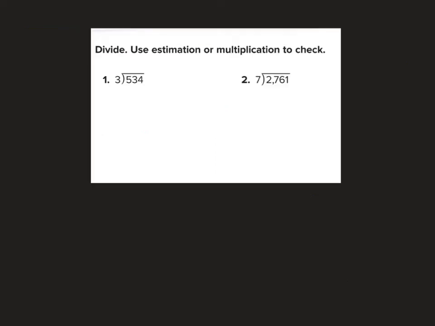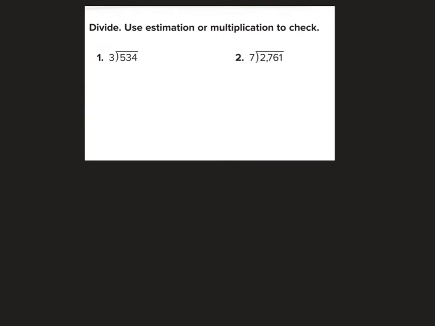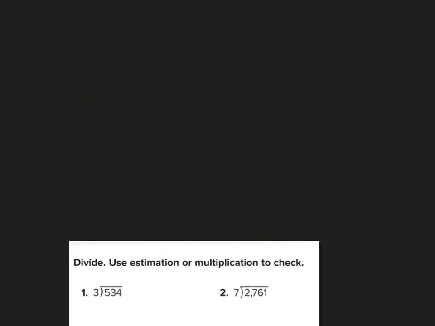Here we go. Let's do some more. I'm going to rewrite because I need more space. I'm going to put these little guys down there. Okay. 534 divided by 3. Notice when I'm saying this, I'm not saying 3 divided by 534. We don't say it like we read. We have to kind of go backwards. We say inside divided by the outside. So anyways, here we go.